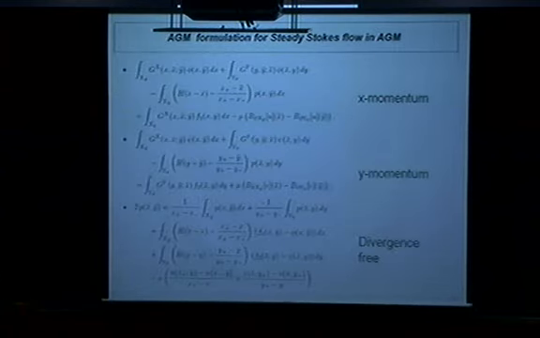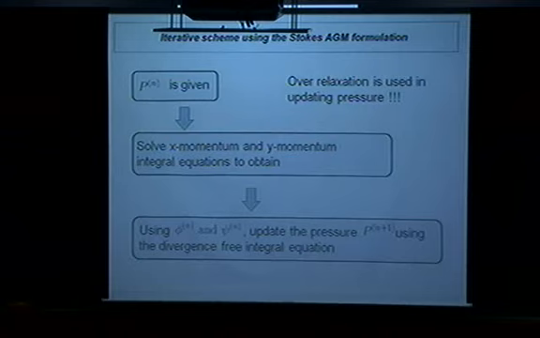Okay, so we have three integral equations. The last one is divergence-free, and the other two come from the momentum equation. So we have unknowns p, psi, and pi. This is the algorithm for how to solve for pi and psi. The Pn is given here, the previous one. Then solve the x momentum and y momentum equations. And then we update Pn plus 1 using the previous Pn and psi n, which was solved previously.